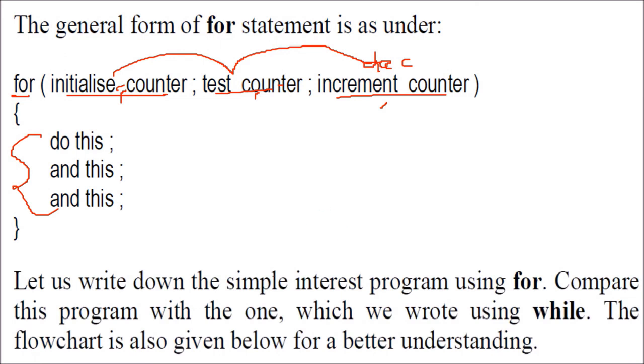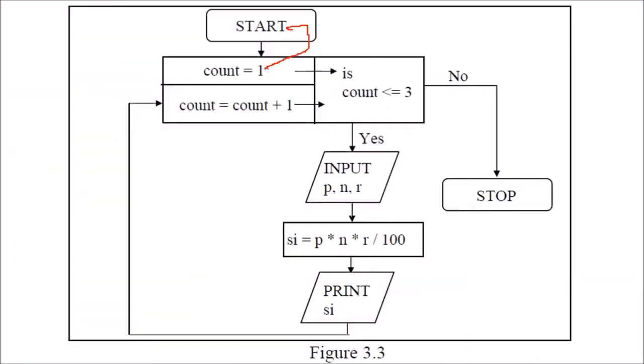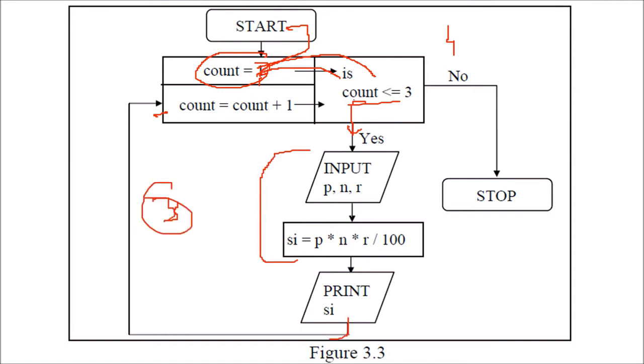So let us write a simple interest program, which we have already written using while. Let us see the flow chart. First of all, we start. We say count equal to 1. We check for count less than or equal to 3. Then we increment the count. As long as the counter has not increased up to 4, this condition remains true, and we will input P and R, and simple interest can be computed. But when we have done it thrice, this counter will increase to 4, and now you have to come out. This is how it is done.